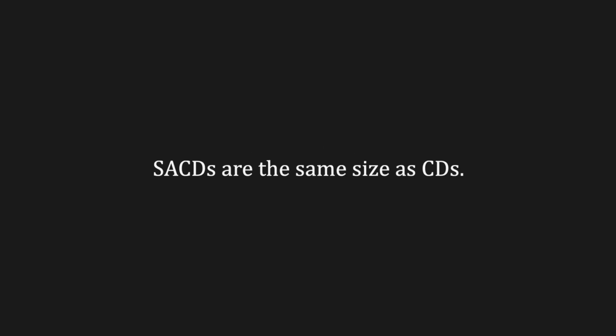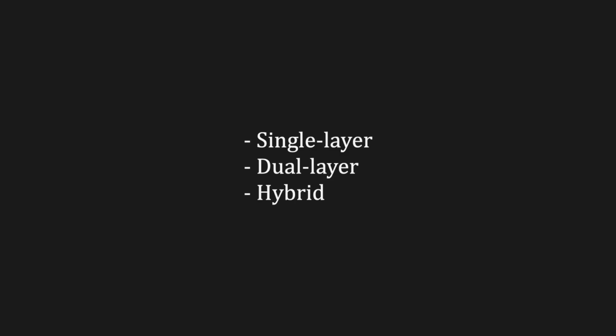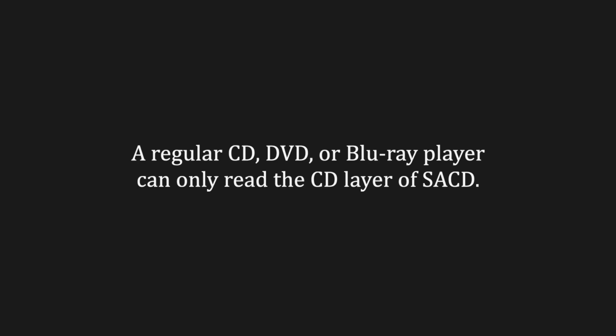SACDs are the same size as CDs and come in three types: single layer, one high-density DSD layer, 4.7 gigabytes, giving about 110 minutes of stereo audio. Dual layer, two high-density layers, 8.5 gigabytes total. Hybrid, one high-density DSD layer, 4.7 gigabytes, and one standard CD layer, 680 megabytes. An SACD player can read both layers, while a regular CD, DVD, or Blu-ray player can only read the CD layer.